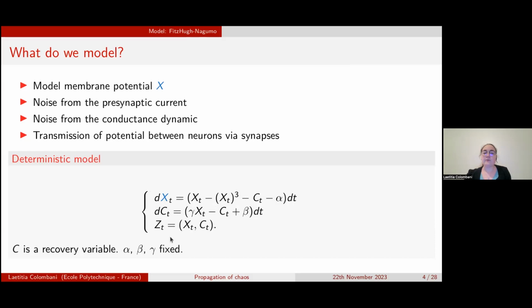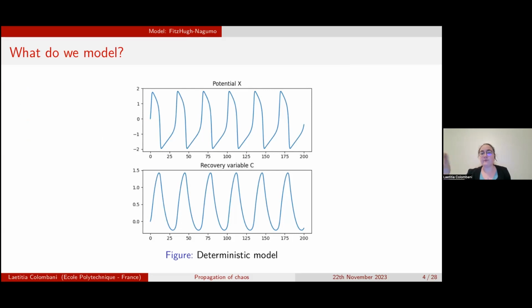For the following, I will consider Z to be the couple X and C, because I will consider a lot of neurons and it will be easier to have one letter for each neuron. Here, alpha, beta, and gamma are constants and are fixed, and the results are true for every alpha, beta, and gamma. So what does it look like? Here is an example of the evolution of X and C. What is really interesting for us is the potential X. And here is just a choice of alpha, beta, and gamma, and we can see that we have a cyclic behavior. Depending on the parameters, we will have only one spike, so one big potential and then a return to zero, or we can have some cyclic behavior. It will depend on the parameters.